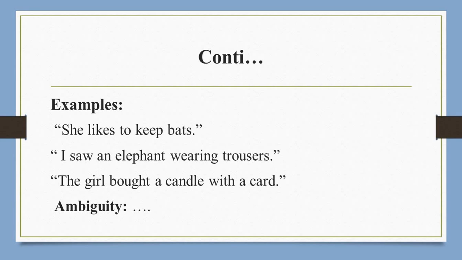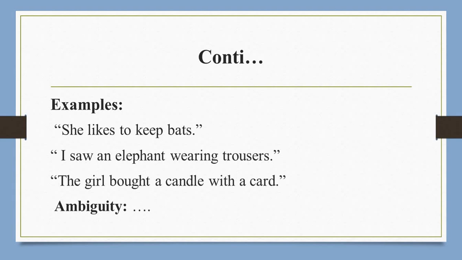I saw an elephant wearing trousers. Now it's a completely hilarious and at the same time ambiguous sentence. How? I saw an elephant wearing trousers. Now who was wearing trousers? Was it the elephant who was wearing trousers? Or the person who is looking at the elephant, that person is wearing trousers. So it's unclear, it's ambiguous.